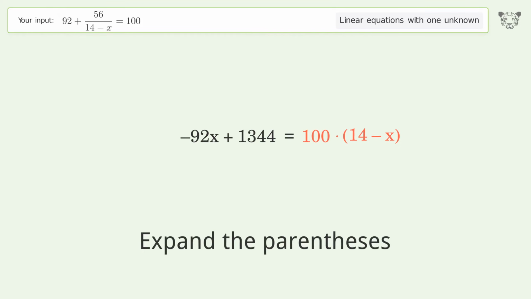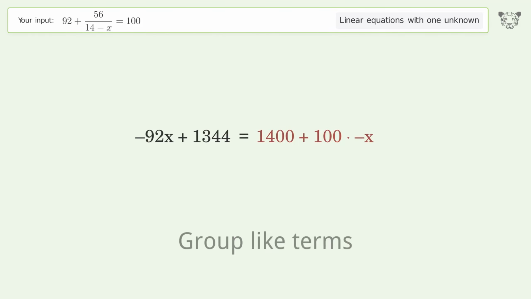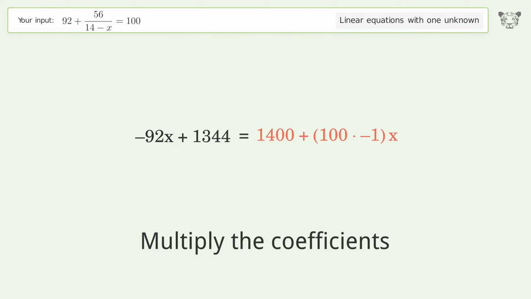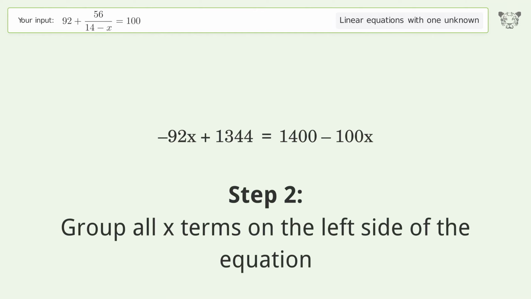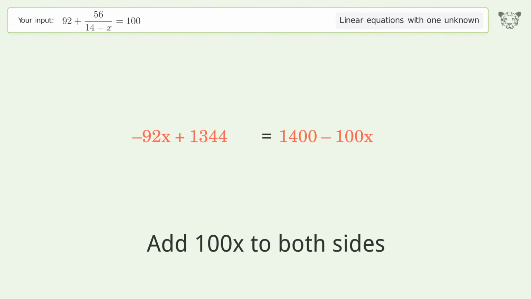Expand the parentheses. Simplify the arithmetic. Group like terms. Multiply the coefficients. Group all x terms on the left side of the equation. Add 100x to both sides.